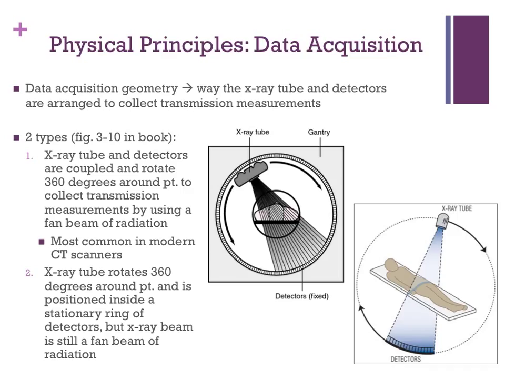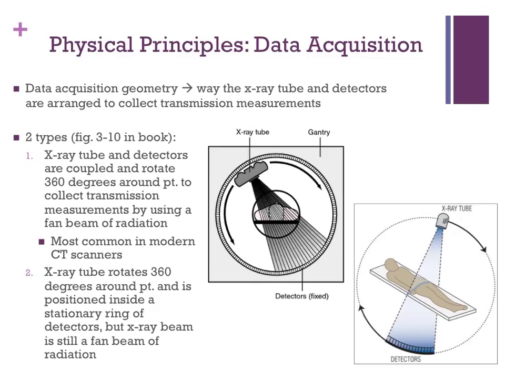The way that the X-ray tube and detectors are arranged to collect transmission measurements describes data acquisition geometry of the CT scanner. And there are 2 types. Take a look at figure 3.10 in your book. The X-ray tube and detectors are coupled and rotate 360 degrees around the patient to collect transmission measurements by using a fan beam of radiation for the first type. This is most common in modern CT scanners that you see today.